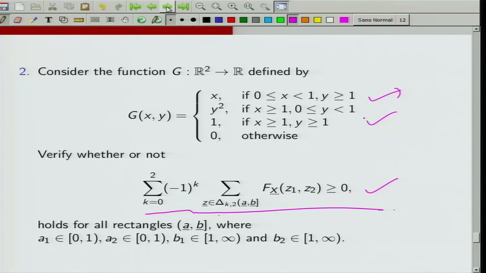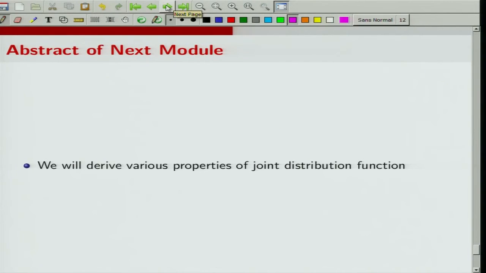Before I finish this module, let me give a summary of the things I will be doing in the next module. So, we will derive various properties of joint distribution function. The way we derived the properties of a univariate distribution function, we will derive various properties of joint distribution function.